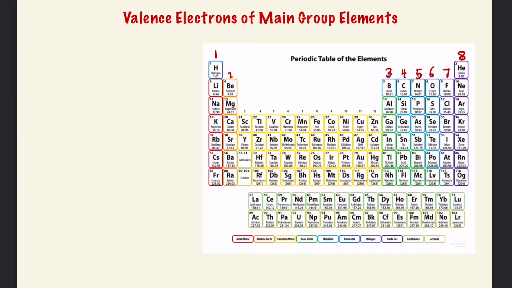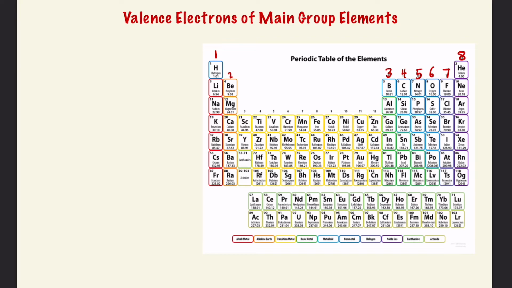Once again, I don't want you to worry about these elements here. We will go over the transition metals. For now, you already know how to find the number of valence electrons in these elements over here. So let's go over an example.